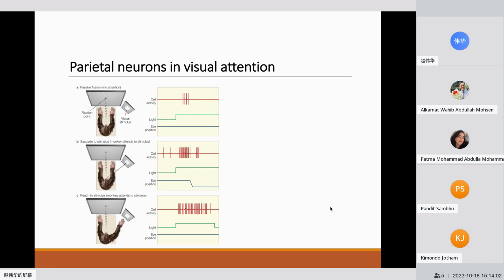And next, in several slides, I will introduce the parietal neurons. So we can have a 5 minute break, and then later we can start.